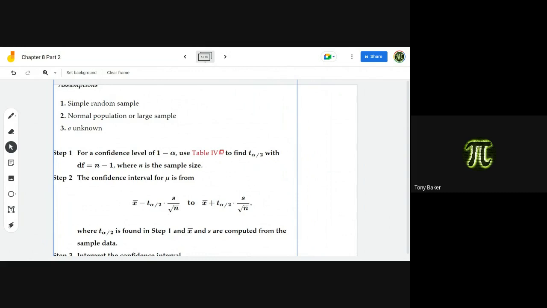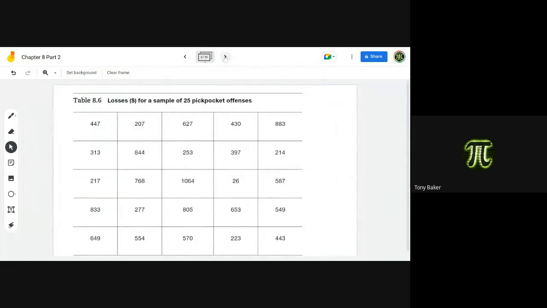Any questions with that? Let me know when you guys got it. Just putting commas in my list of values here. All right. Let's actually do a problem.